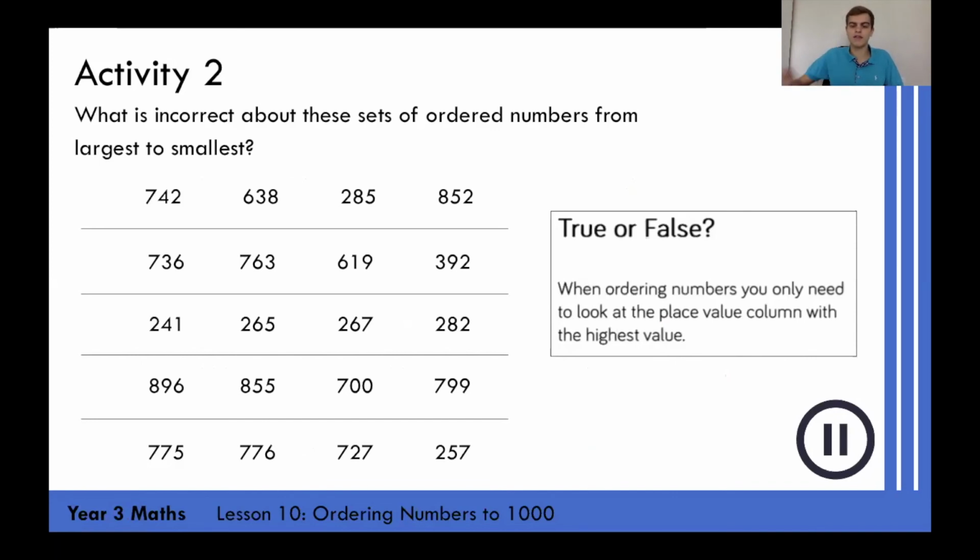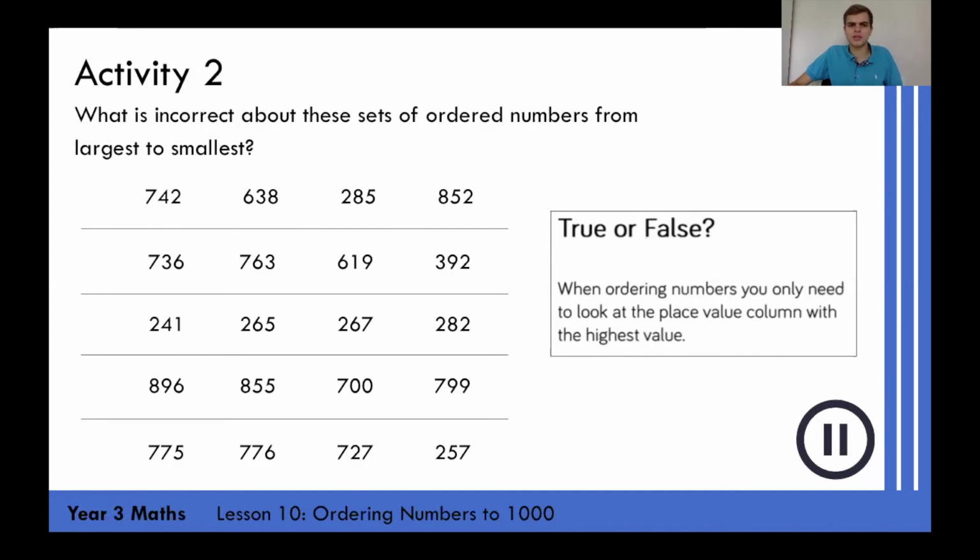If you finish that and want to have a go, have a look at this one. True or false? When ordering numbers, you only need to look at the place value column with the highest value. Have a think about that. We've discussed that, haven't we? So have a go at these, pause the video, have a go, and then play, and we'll go through the answers together. Fantastic. Let's have a look then at these.